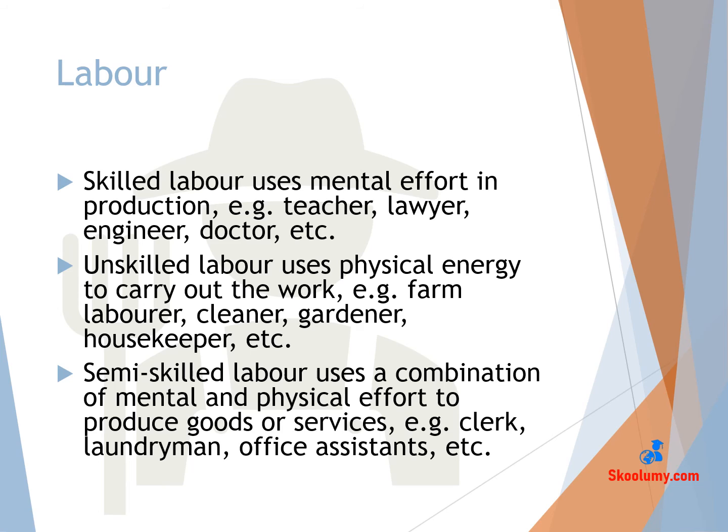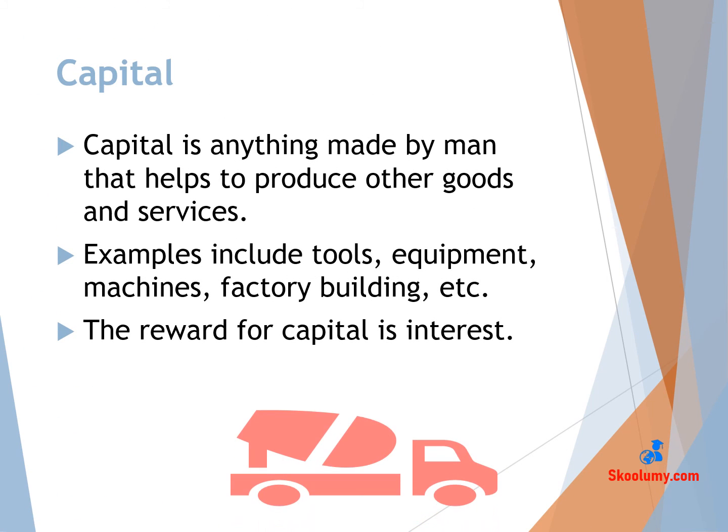The reward for labor is wage or salary. Wage is normally paid daily, weekly, or fortnightly, while salary is fixed, calculated yearly but paid monthly. Capital is a man-made good used to produce other goods. For example, tools, equipment, machines, and factory buildings. The reward for capital is interest.